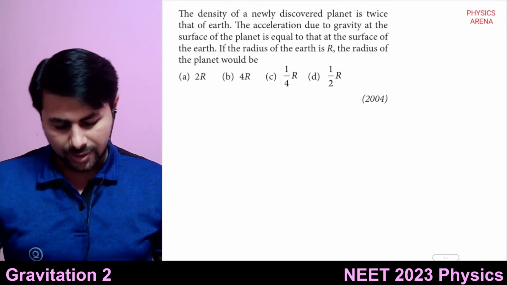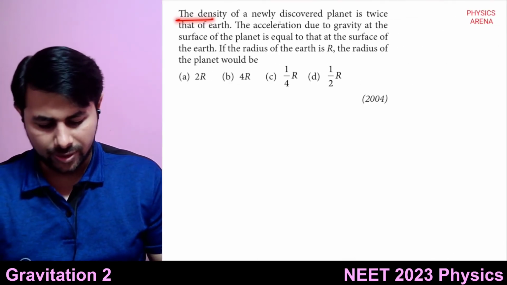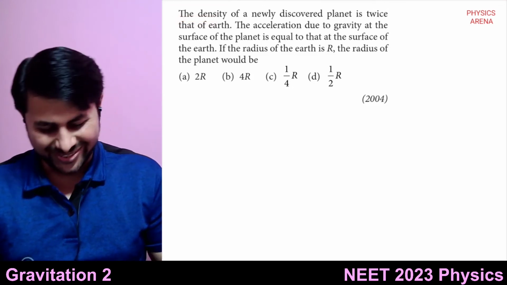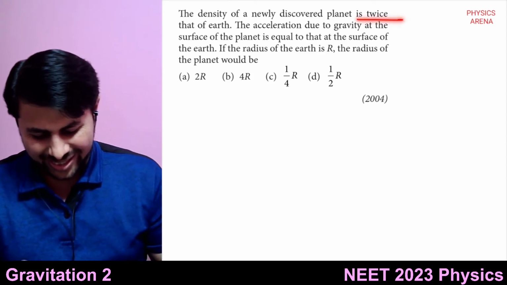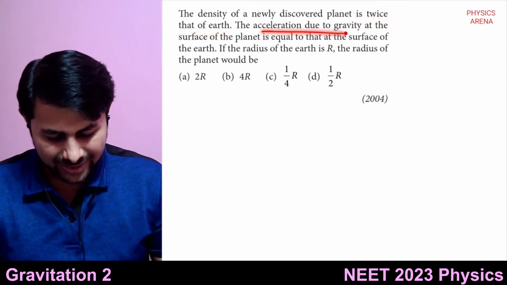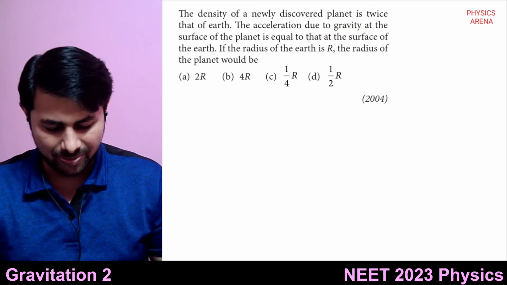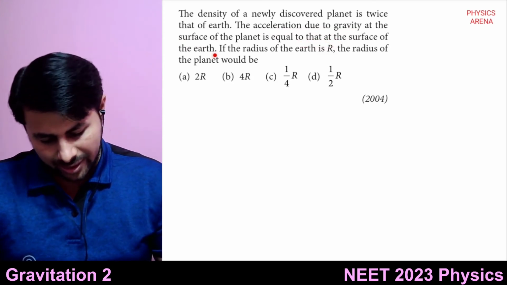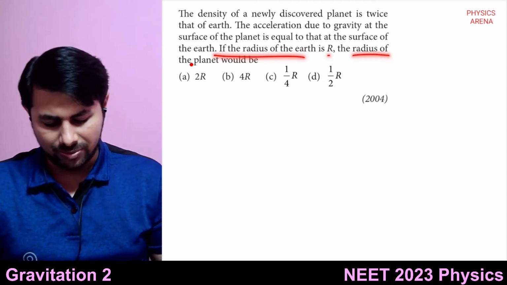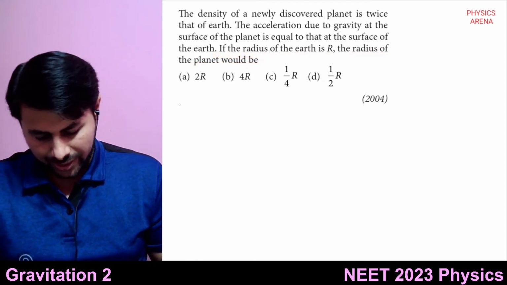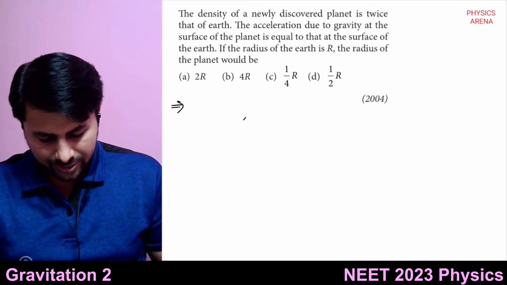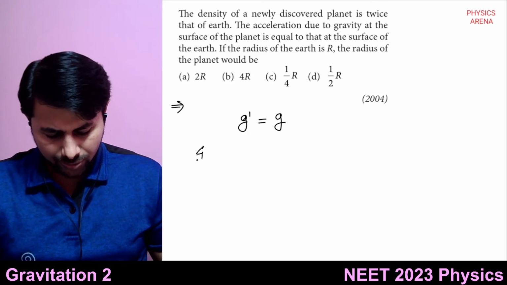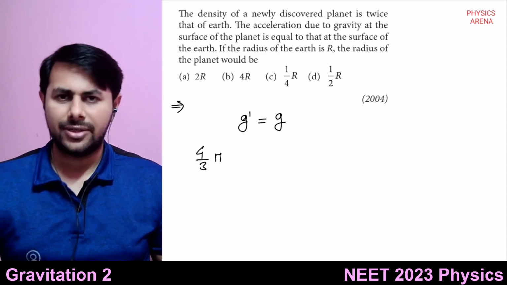Okay. Next question. The density of a newly discovered planet is twice that of Earth. Acceleration due to gravity at the surface of the planet is equal to that of the surface of Earth. If the radius of Earth is r, the radius of the planet would be. Okay, so newly discovered planet. g dash is equal to g. This is given. Okay, so 4 by 3, density is involved.